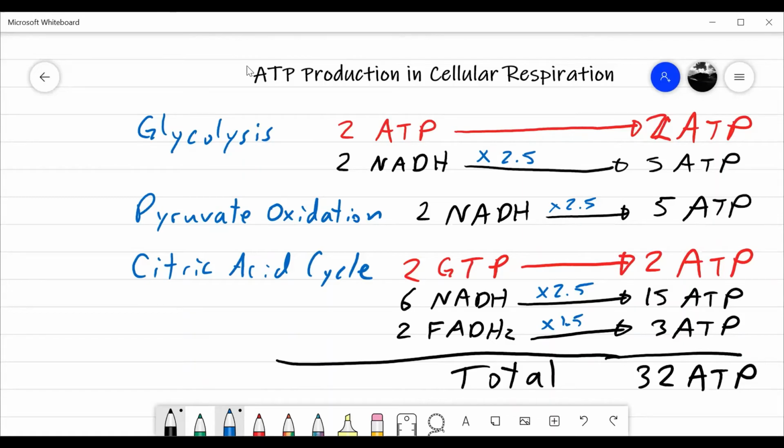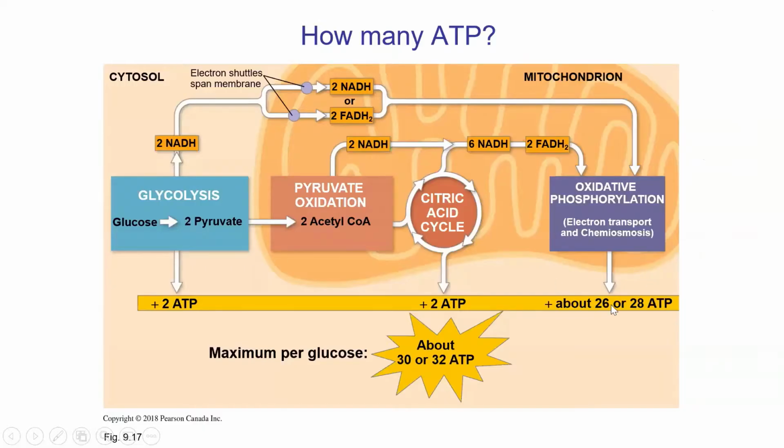So going back to this, you can see this is giving some numbers. It says about 26 or 28, and the textbook, at least this version, seems to agree with me and is giving a number of 30 or 32, again depending on exactly how you count things. I don't care about the exact numbers, but I'm just trying to give you an idea of where all that ATP is coming from.